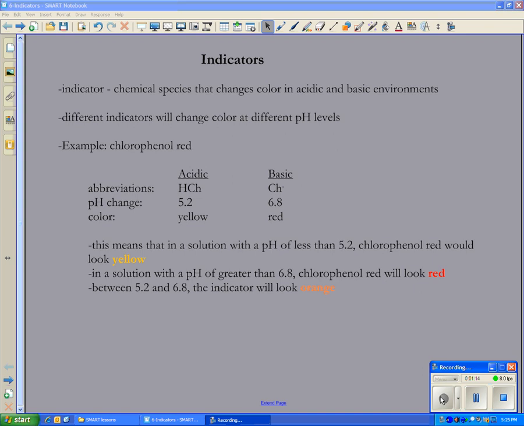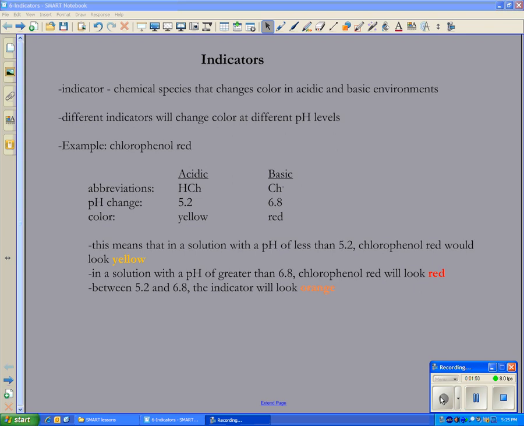Now the CH is just an abbreviation for a complex large molecule that you don't need to know the formula of. If you put chlorophenol red into a basic solution, then it will have the form CH minus. So in its basic form, it no longer has that hydrogen, H plus, bonded to the rest of the molecule. In the third column, you'll see the pH range, so the pH values where we would see the change in color for this compound.